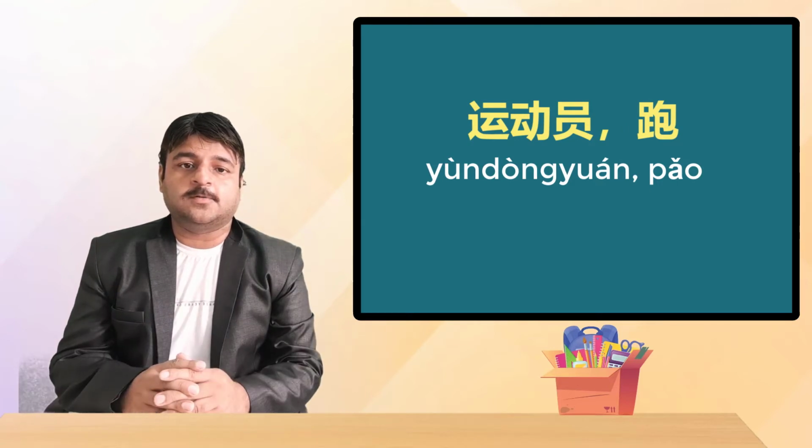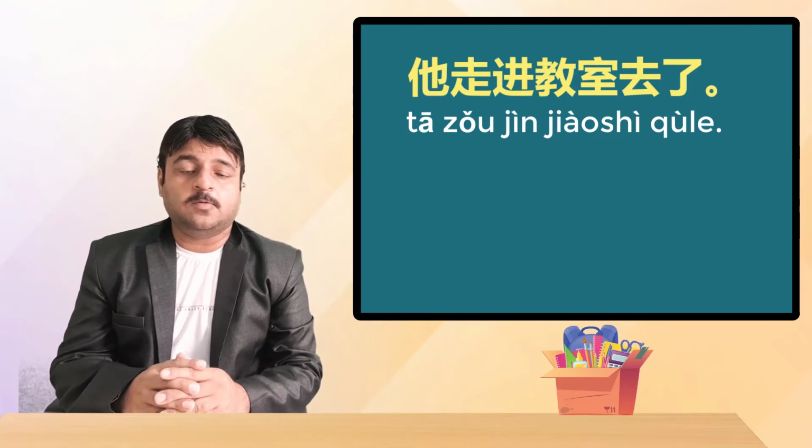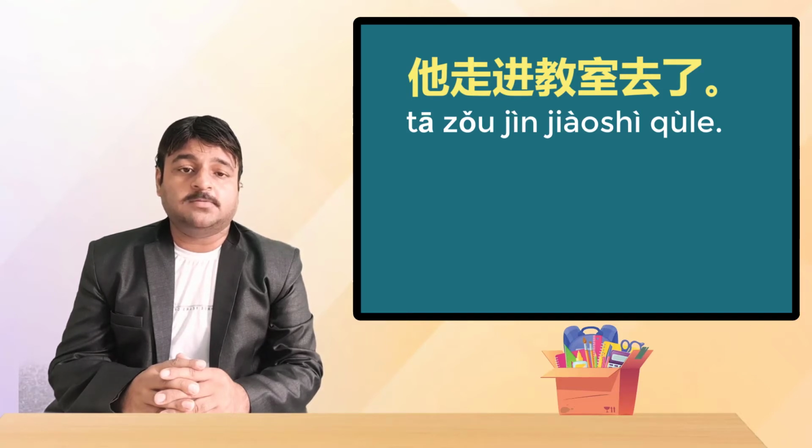Moving on to the third substitution drill, let us read out the following sentence. 他走进教室去了. Zou is to walk, jin is to enter, qu is to go. Notice the usage of the words jin and qu here.